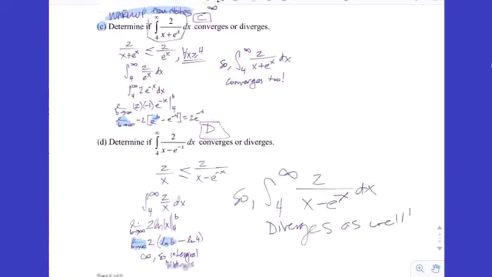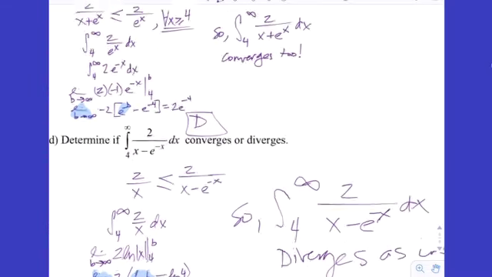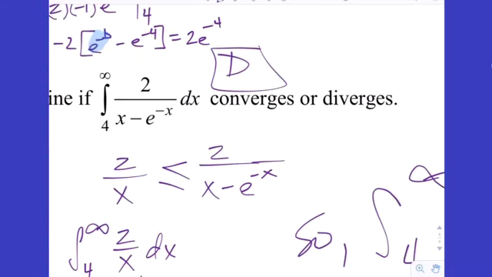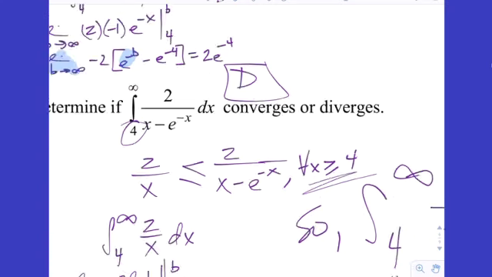Oh, dang it. I missed that, didn't I? Yeah, you got to do it for everyone, because this inequality may not be true for negative values, right? So this inequality holds for all x greater than or equal to 4. So you always use the value of x you're starting at. Thank you, Devin, for catching that.